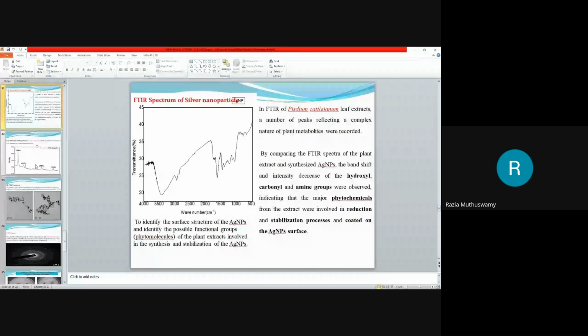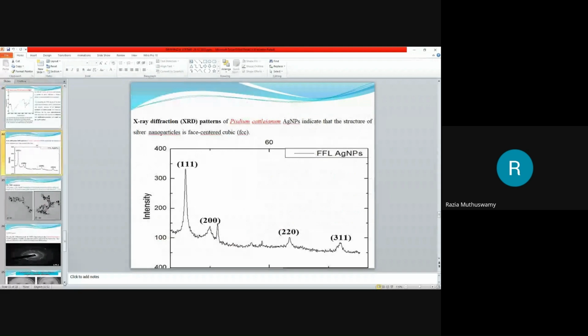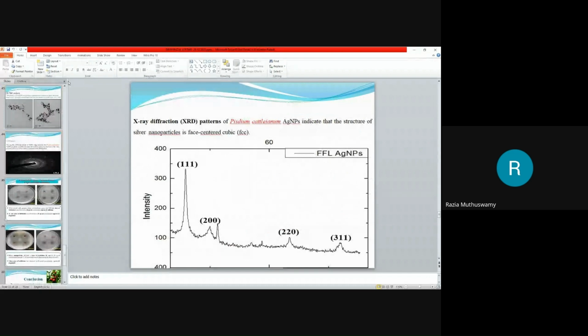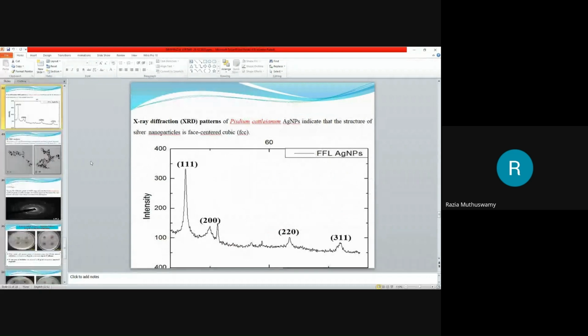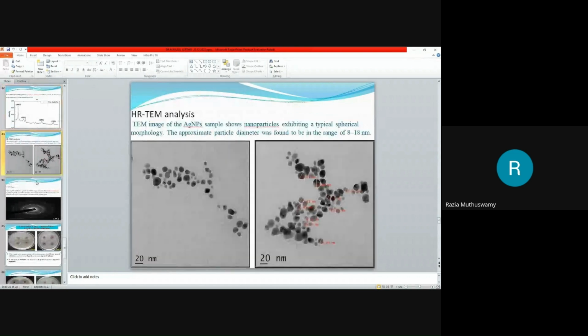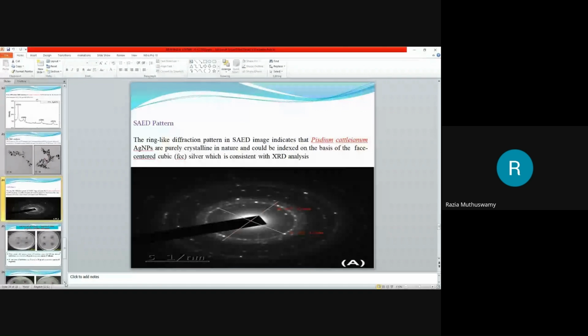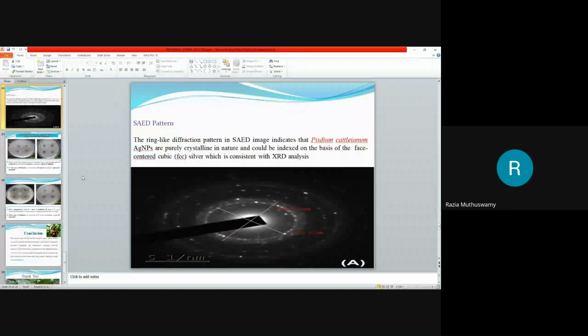The XRD of the Psidium cattleianum silver nanoparticles indicates that the structure of the silver nanoparticle is face-centered cubic. Coming to the HR-TEM analysis, the TEM image of the silver nanoparticle sample shows that the nanoparticles exhibit a typical spherical morphology, and the particle diameter was found to be in the range of 8 to 18 nanometer. Coming to the SAED pattern, the ring-like diffraction pattern in the SAED image indicates that the Psidium cattleianum silver nanoparticles are purely crystalline in nature and could be indexed on the basis of face-centered cubic silver, which is consistent with the XRD analysis.